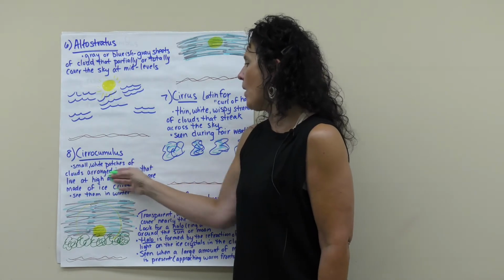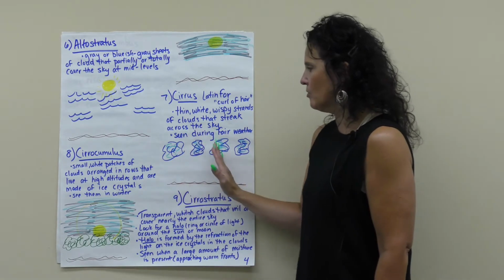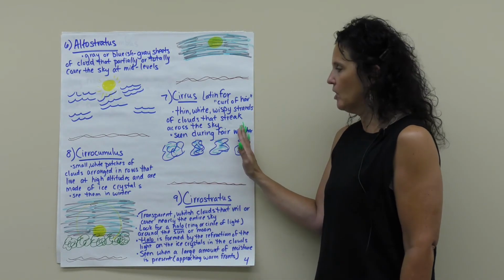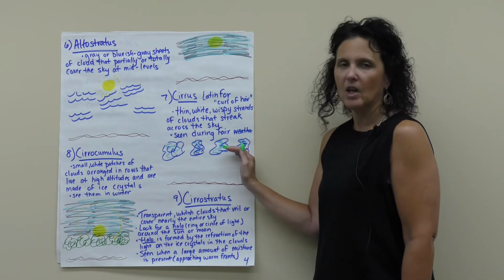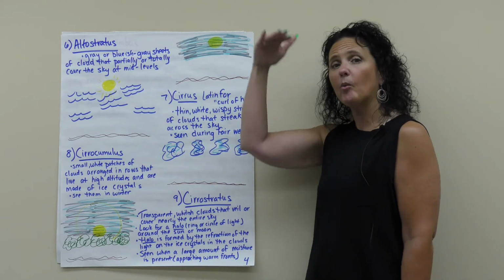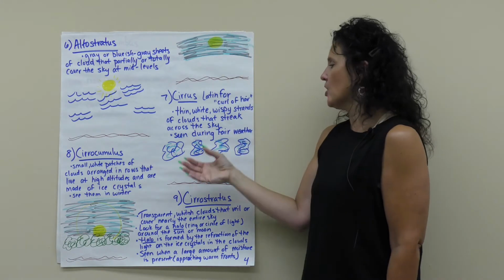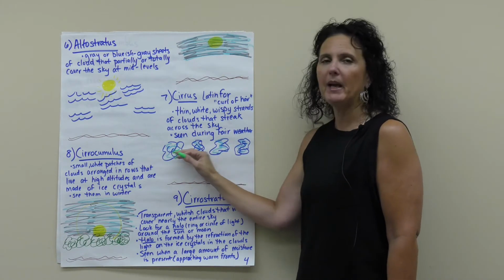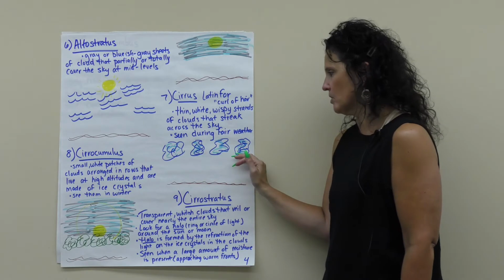Cirrocumulus clouds are small white patches of clouds, and these are arranged in rows at a high altitude, and usually they're made of ice crystals. We'll see those in the winter. The ice crystals are usually a little bit colder. The higher we go in the atmosphere, the colder it is. So instead of water droplets, there would be ice. These would be made of ice crystals.